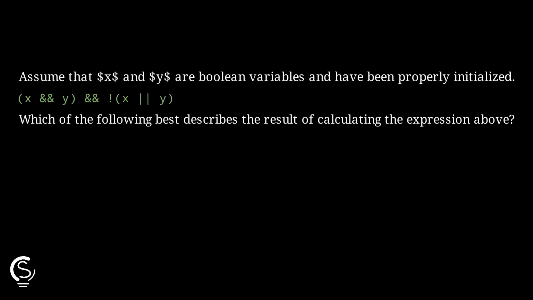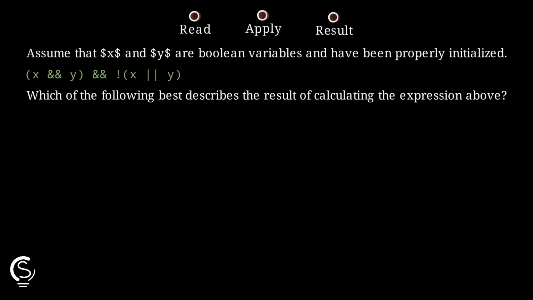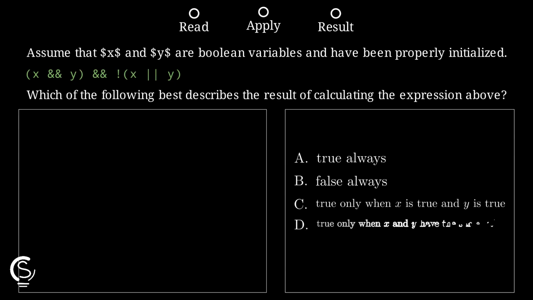Let's go! Boolean logic problems like this one are actually super simple to solve if you just break the expression down into two small manageable parts. First, look at the left side where we have x and y. This part is only true if both variables are true, which is a very specific condition to meet.